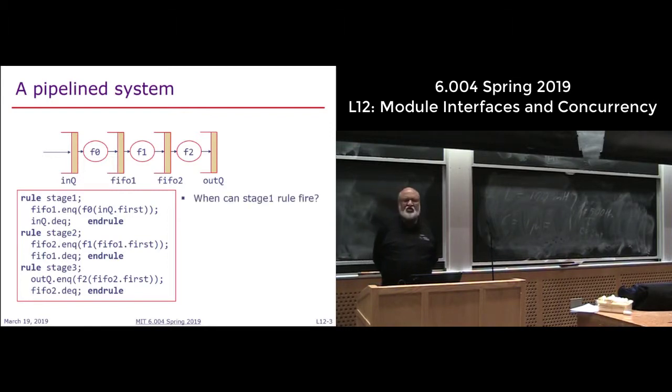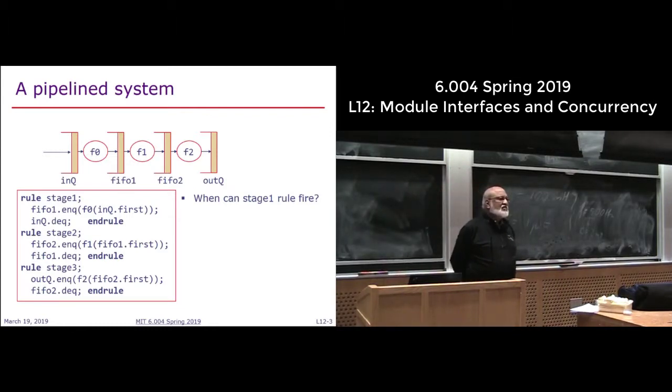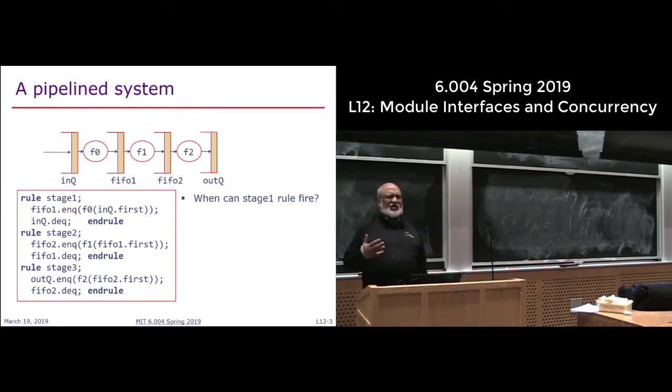The first, most natural question is, when can rule 1 fire? Anyone? Rule 1 can fire when there's something in the queue and when there's room in FIFO 1. Fantastic, right? There has to be something in the input queue and some space in the output queue, and this is what we call implicit guards. The system already checks all these things for us.